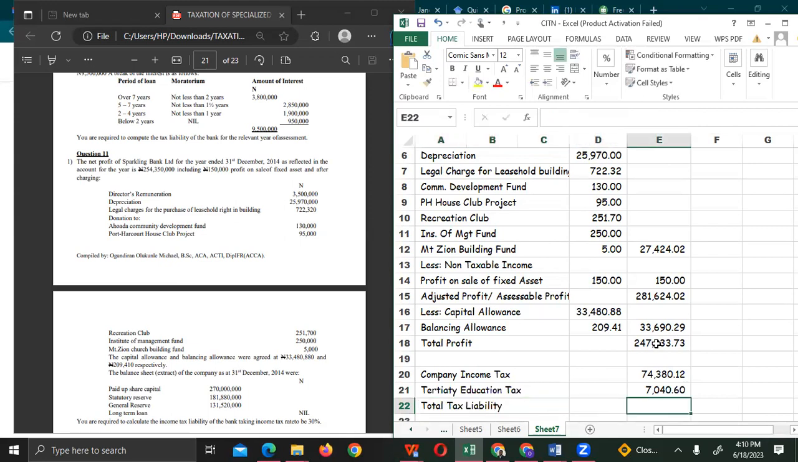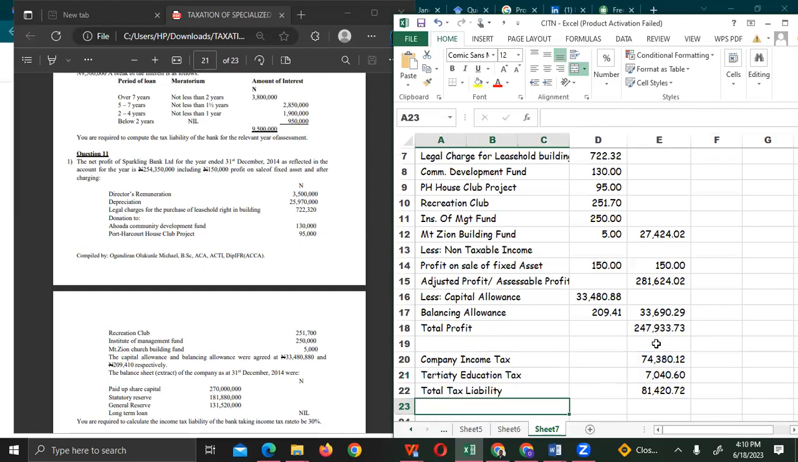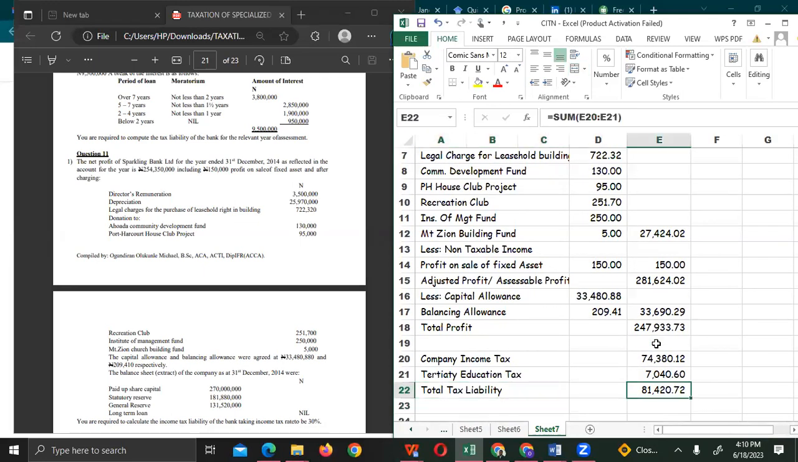Don't forget, like I explained in the last class, non-resident companies are not subjected to CIT. To tertiary education tax, beg your pardon. Non-resident companies are not subjected to tertiary education tax. Any question?